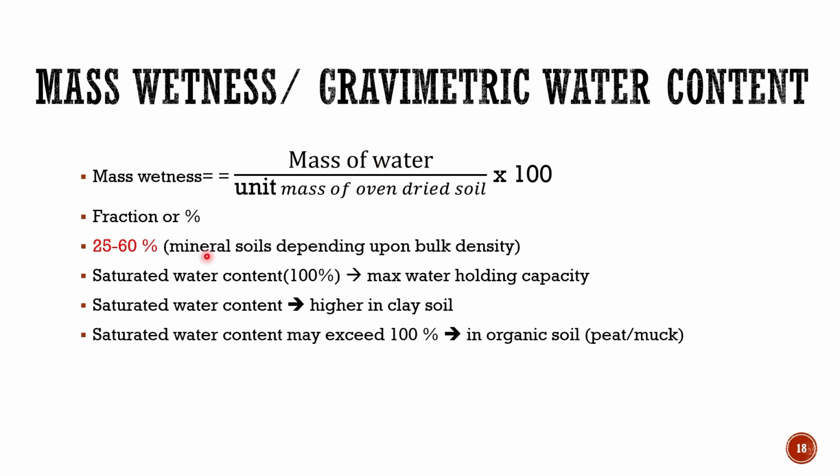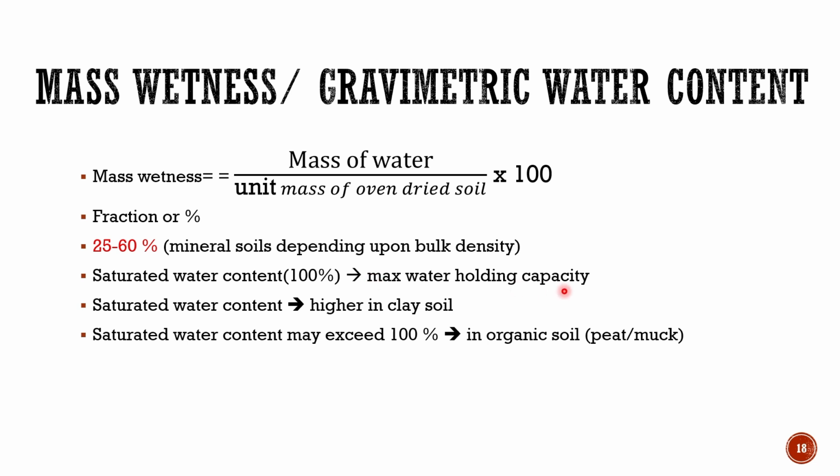Okay, so it is a range of the mass wetness or gravimetric water content in mineral soil, depending upon the bulk density. When there is any word like gravimetric, gravimetric usually means gram, weight, or mass basis. So mass wetness or gravimetric water content is the mass of water per unit mass of oven dried soil into 100. So saturated water content is 100 percentage.